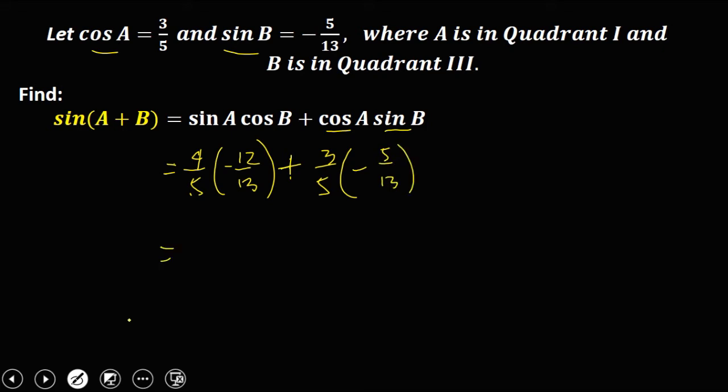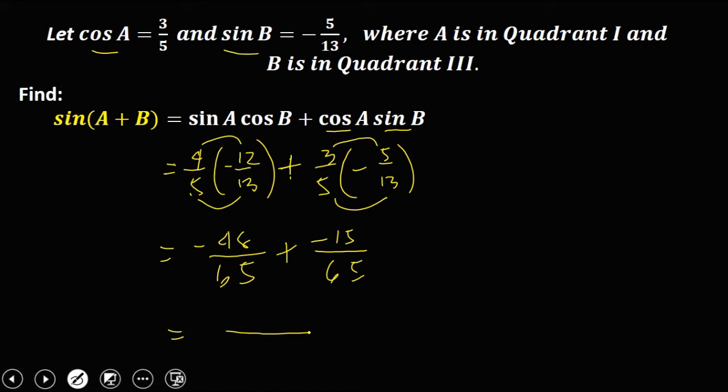Then you simplify. So 4 times negative 12, that's negative 48 over 5 times 13, that's 65, plus 3 times negative 5, that's negative 15 over 5 times 13, that's 65. Then you combine. Since the same denominator, just copy. So negative 48 plus negative 15, so the same sign, negative, so you add. So we have 48 plus 15, that's negative 63. So this is now the value of sine A plus B.